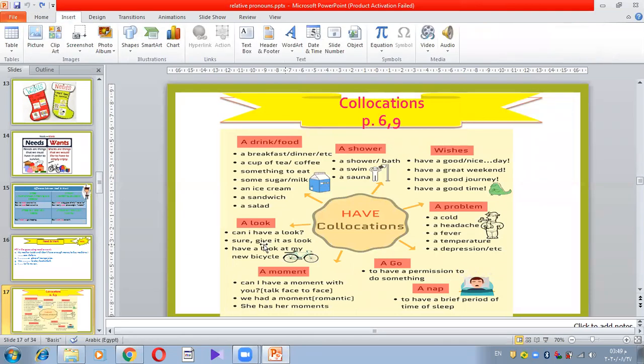Have a look. Can I have a look? You want to look at something? Sure, give it a look. Have a look at my new bike. It means just to come and look at it.